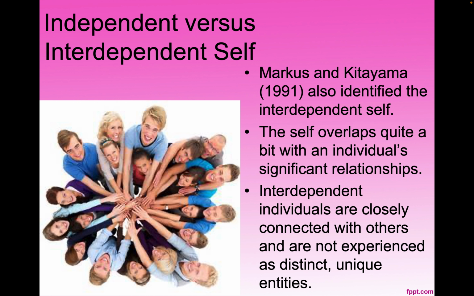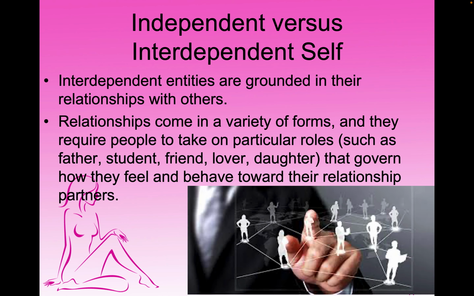Markus and Kitayama, 1991, also identified the interdependent self. The self overlaps quite a bit with an individual's significant relationships. Interdependent individuals are closely connected with others and are not experienced as distinct, unique entities. Interdependent entities are grounded in their relationships with others.